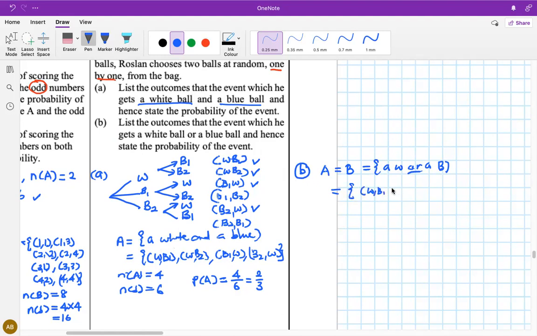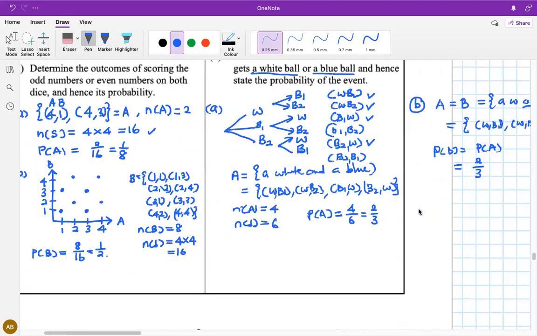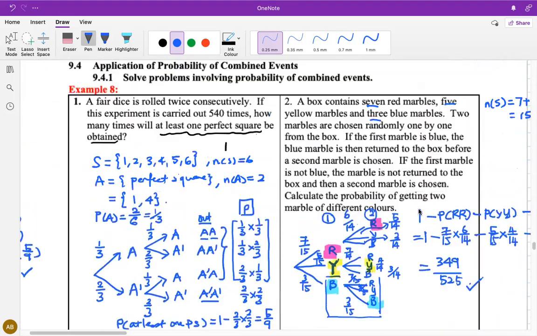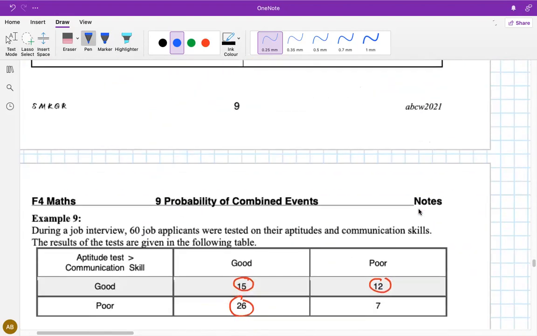White B1, white B2, B1 white, B2 white. Okay, because it's a white ball and a blue ball. If the question said he gets a white ball or blue balls, then it's included in B1, B2. Right, so here the probability is the same as the probability of A, that is 2/3. Okay, so that is example 8. So let's go to example 9.